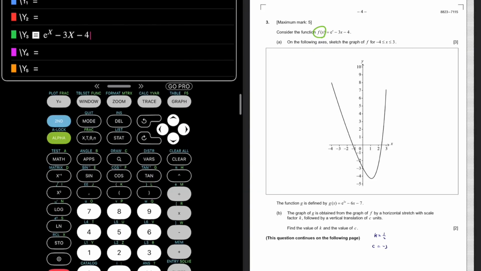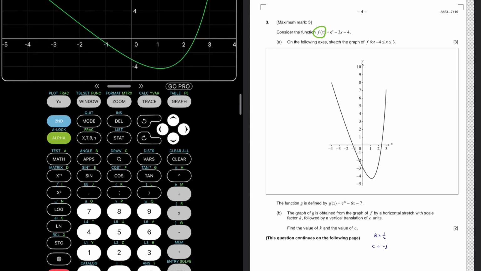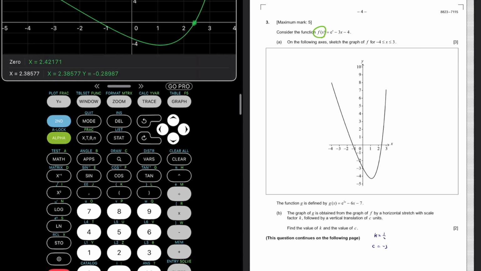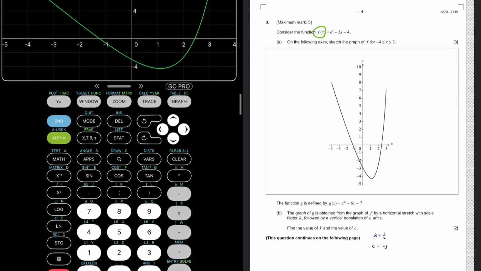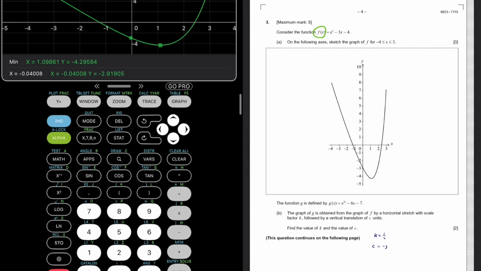On your GDC, we're going to first type in the equation of the function f of x and graph it. Make sure you set your window similar to the domain and range given in the answer box. Then you will get the roots, the vertex and the y-intercept. Using these points, we're going to draw the graph.